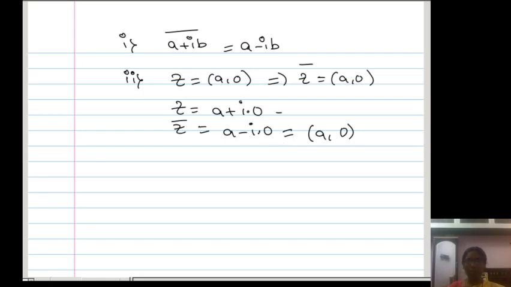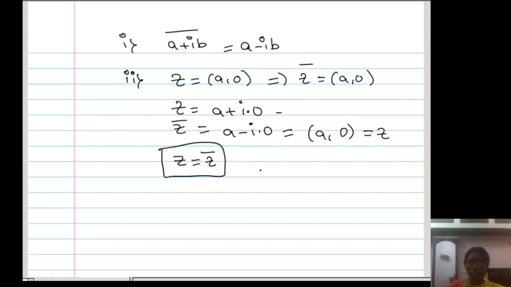Yes, because a − i·0 is nothing but what you are getting? a only. You simplify it, it is 0. So again you are getting what? Z. So what do you understand? Z is equal to Z bar. Z bar is equal to Z.